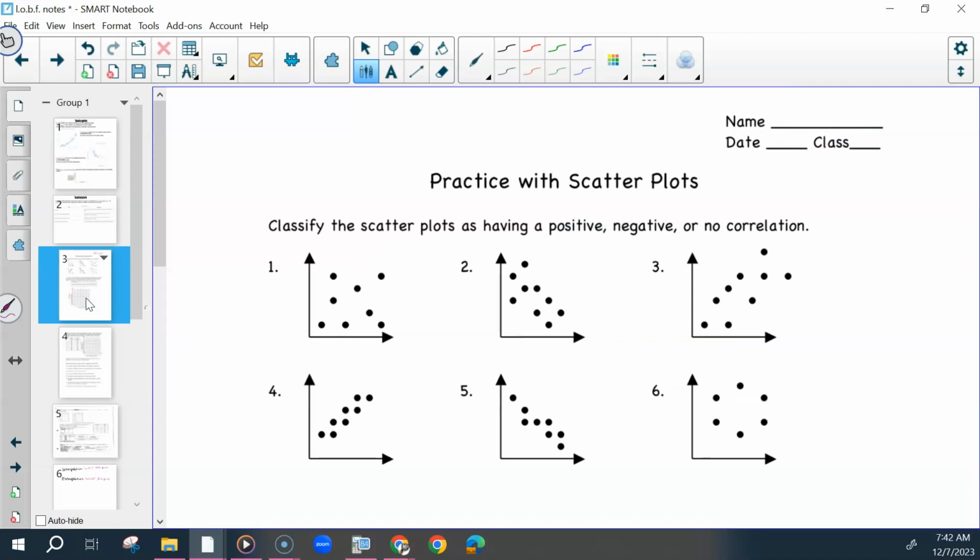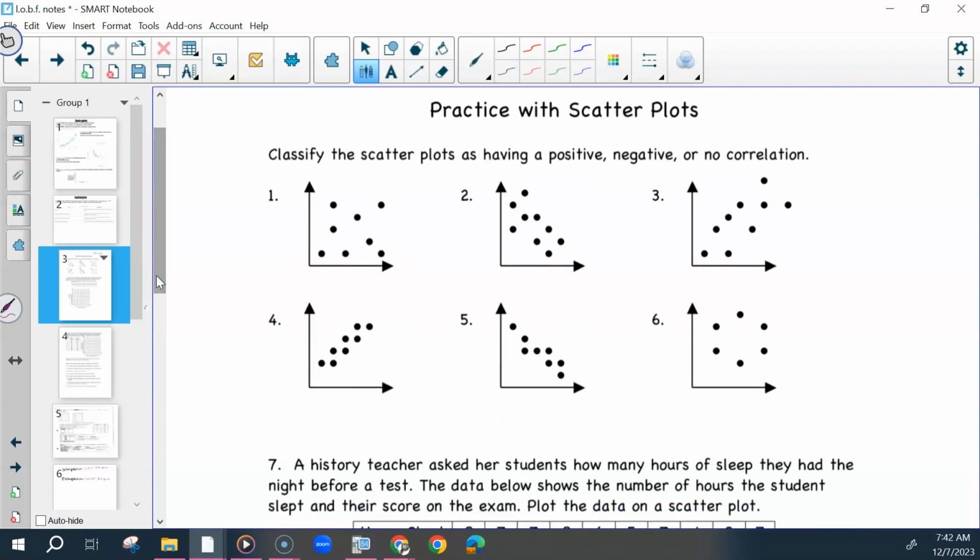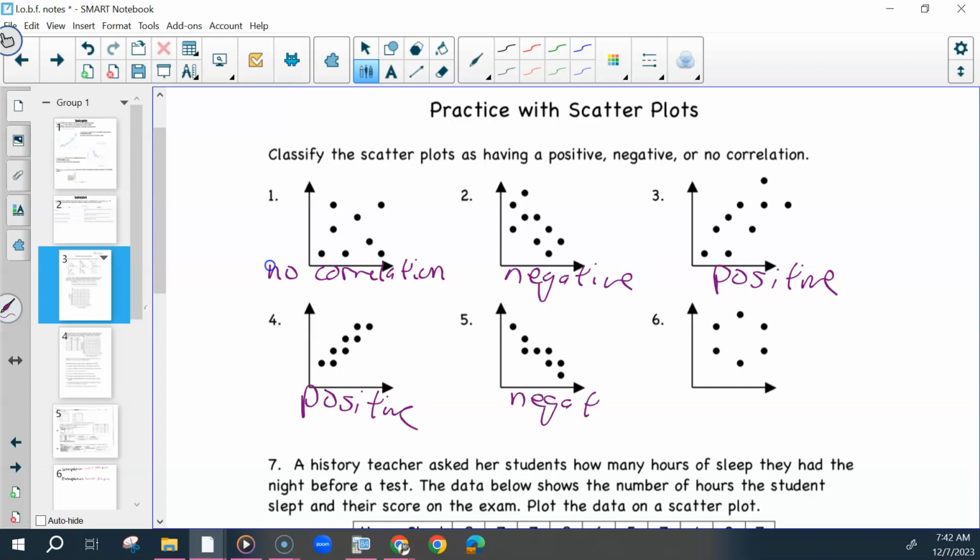We're going to do these 6 and then kind of skip around. So would this be a positive, negative, or no correlation? No correlation. What about 2? Negative. 3, positive. They're moving more in the positive direction. They're not just spaced out. Number 4, positive. Number 5, negative. And then number 6, no correlation.